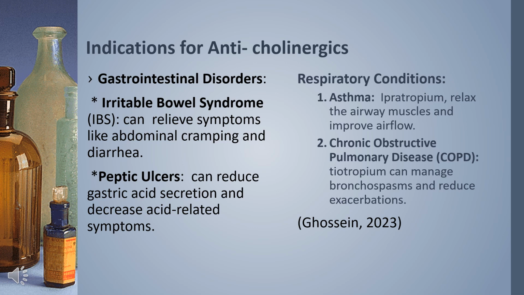Second conditions are respiratory conditions. In asthma, ipratropium is a very widely used anticholinergic, which helps to relax the airway muscles and improve the airflow in patients with asthma. And secondly, in chronic obstructive pulmonary disease, it also helps to manage bronchospasms, helps to dilate the bronchioles, helps the exchange of air very smoothly and helps to relieve the symptoms in the patient.